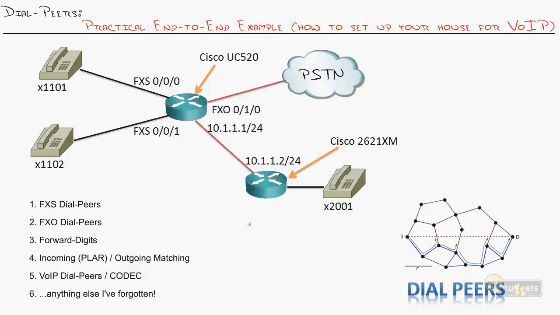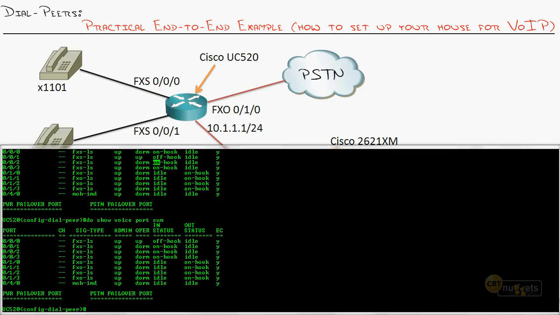I'm going to get this guy configured with some dial peers so that it's able to make outbound calls first, and then we'll worry about the incoming calls. So if I'm going down my list here, I've got the FXS dial peers, which are created and ready to go. Now FXO.